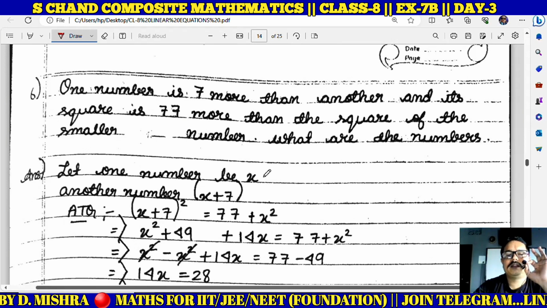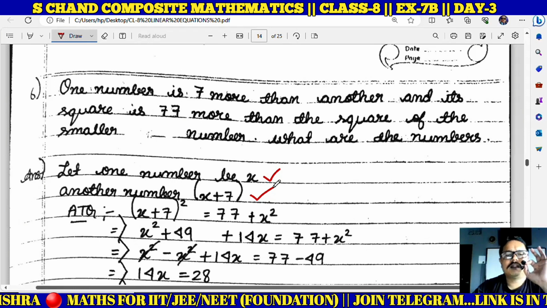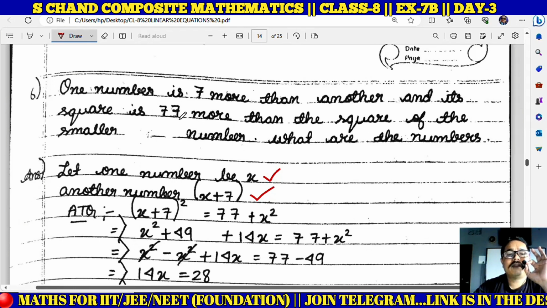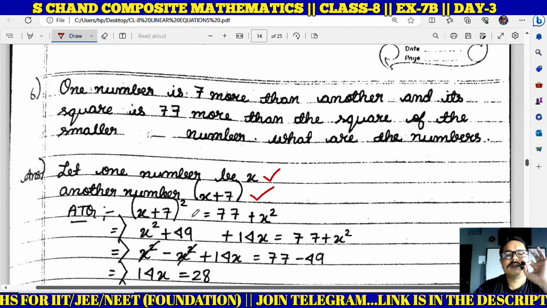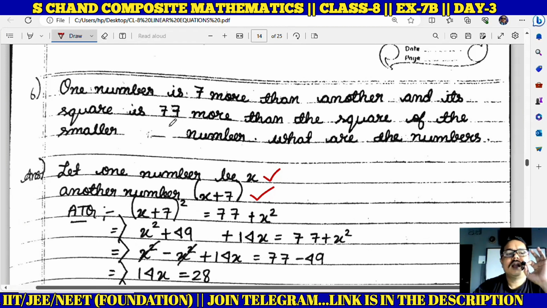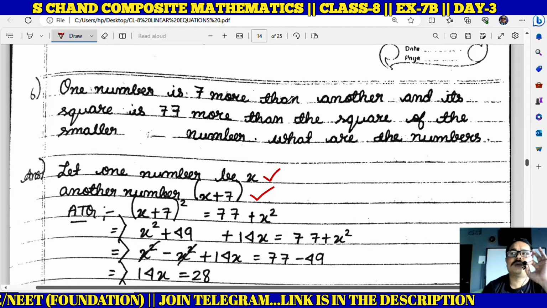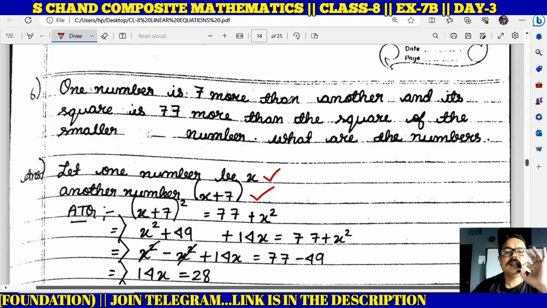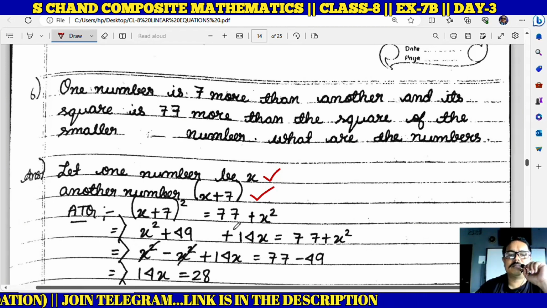So we need to let the numbers be x and x plus 7, because one number is 7 more than the other number, and its square is 77 more than the square of the smaller number. So its square, that means (x plus 7) whole square, is written here. One number is 7 more than another number and its square, that means the greater one's square, (x plus 7) square, is 77 more than the square of the smaller number.